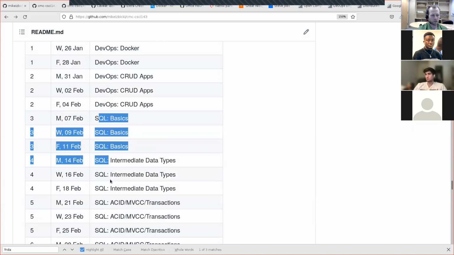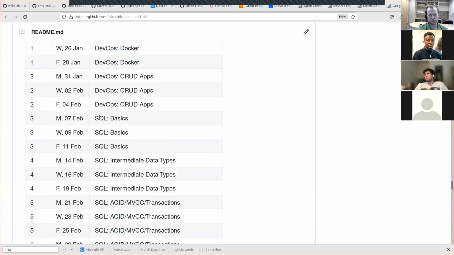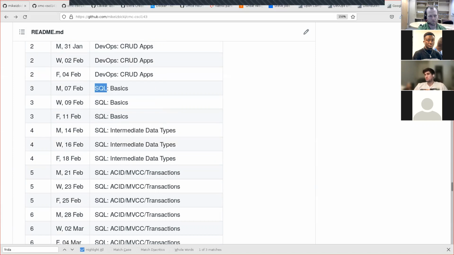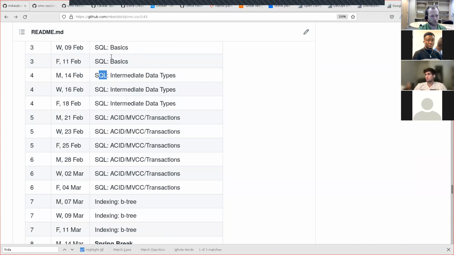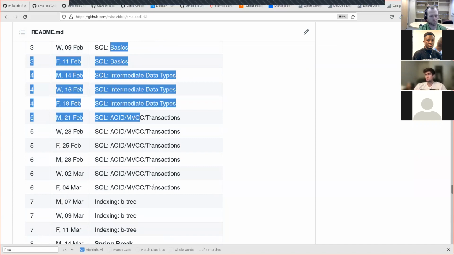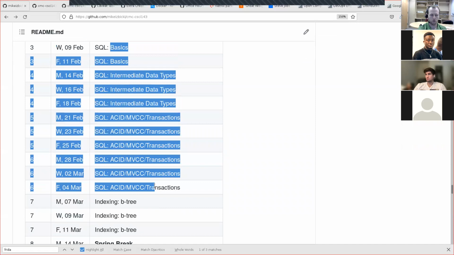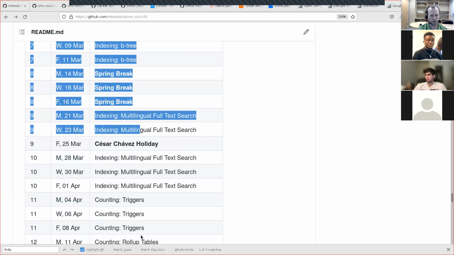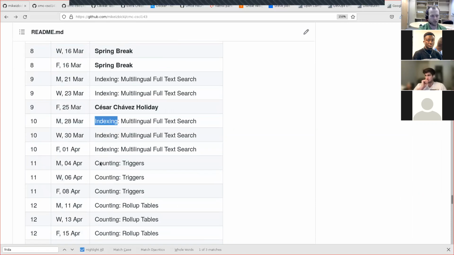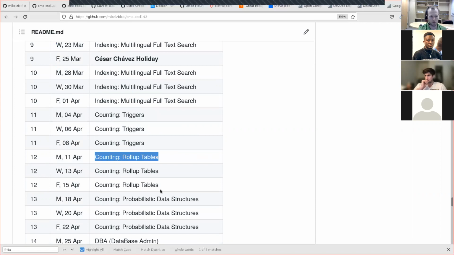And then everything else is going to be focused on SQL and databases. The first portion of SQL, almost up through spring break, but not entirely, is going to be focused on just understanding SQL queries and making them correct. And then the last half of this course will be focused on making your SQL queries fast, using special techniques called indexing and triggers and roll-up tables and probabilistic data structures.